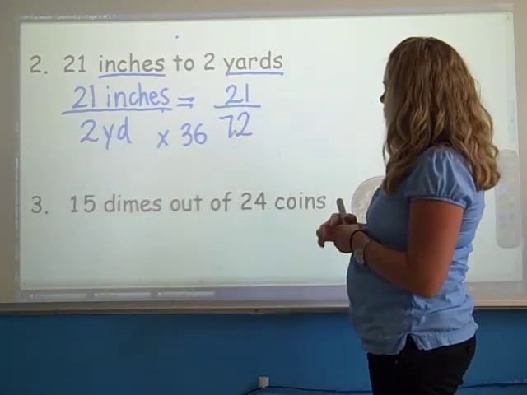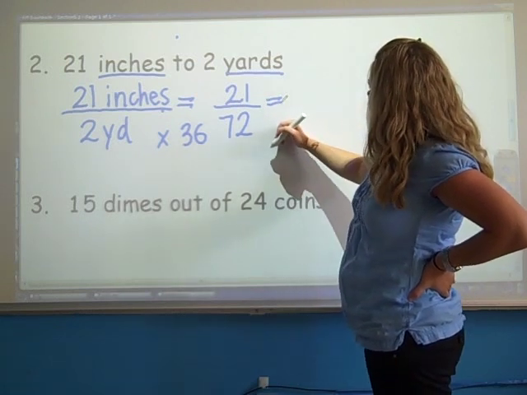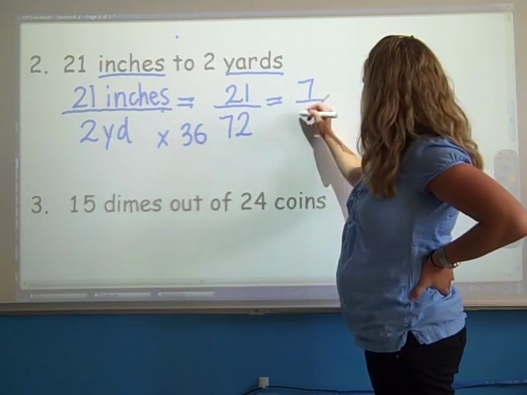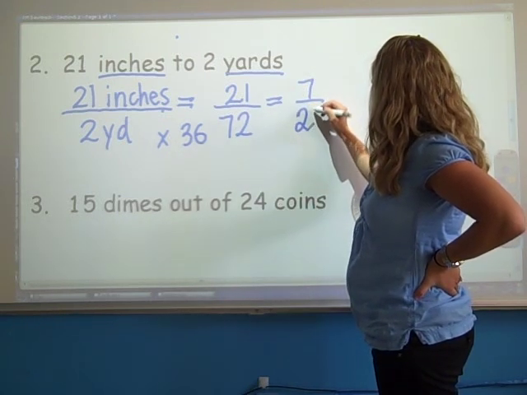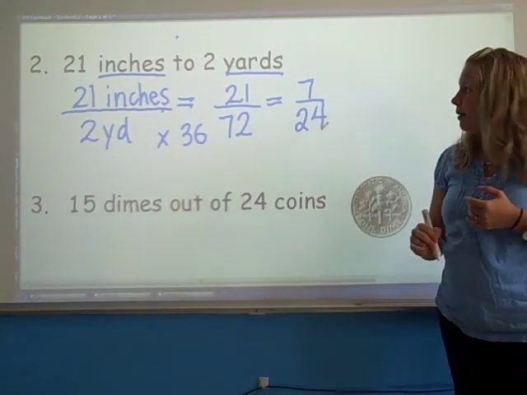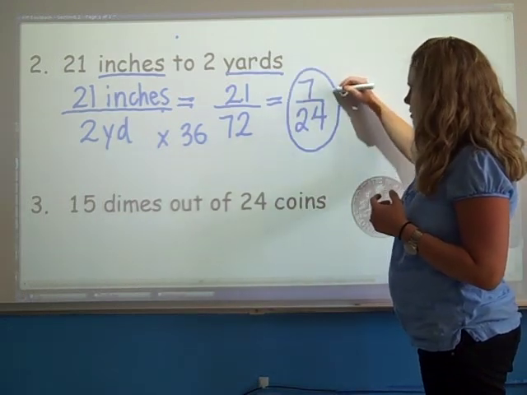21 over 72, let's see. I could divide that by 3, and I get 7. Divide this by 3, I get 24. So 7 to 24. 7 over 24 cannot be reduced further, so that is my answer.